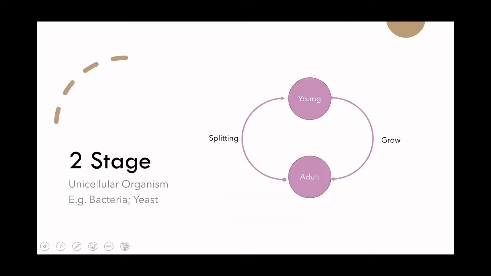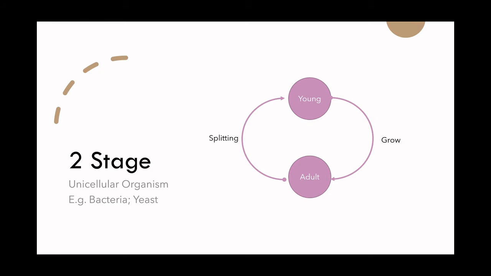Okay, so now let's look at the different stages. Like I said, two stages is actually not commonly tested. In fact, I haven't seen it come up for exam before, but just to let you have a rough idea, unicellular organisms are living things that are very tiny. They're made of only one cell.